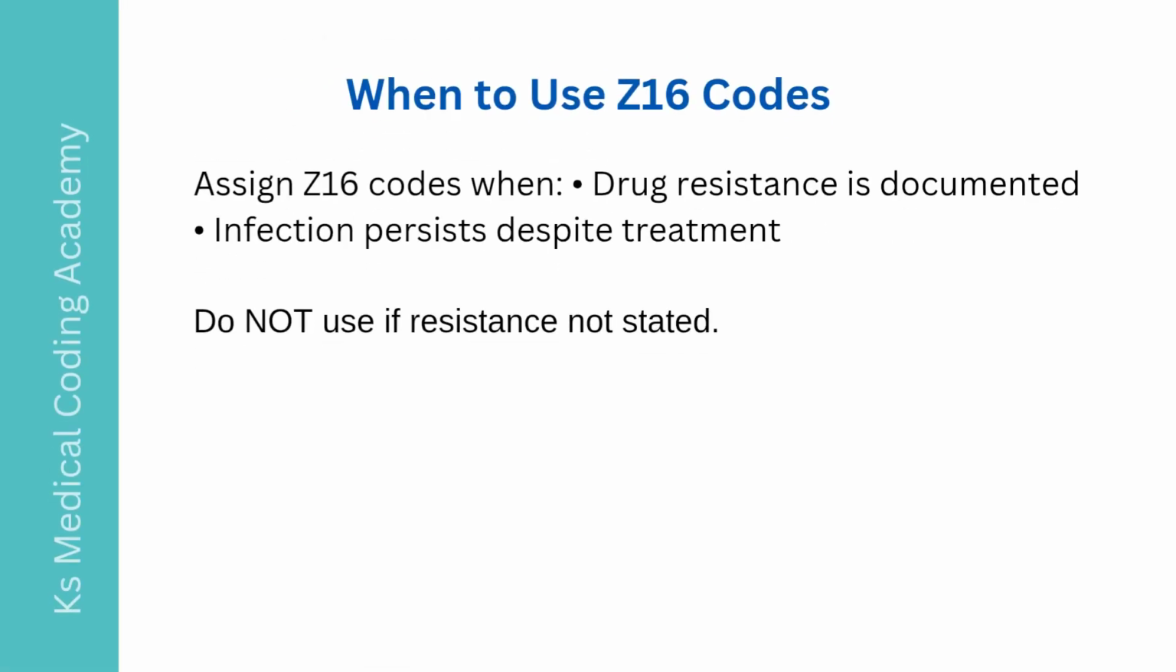When to use Z16 codes. Z16 codes should be assigned only when drug resistance is clearly documented. Do not assume resistance and do not assign Z16 codes without provider documentation.